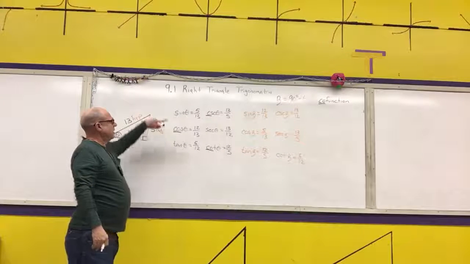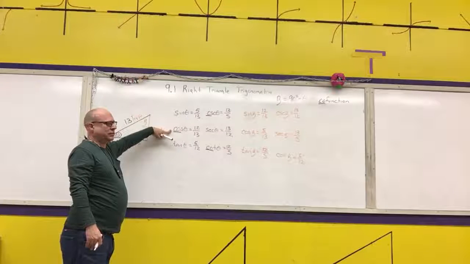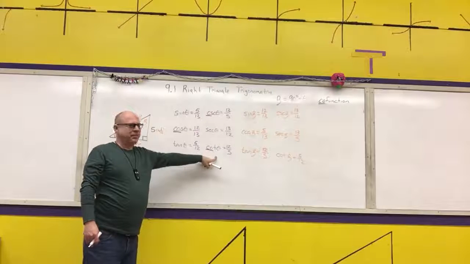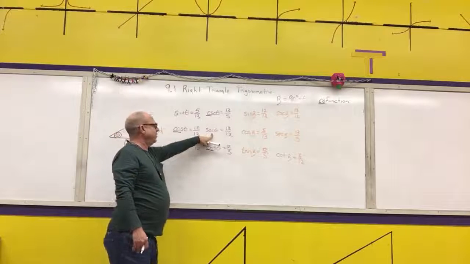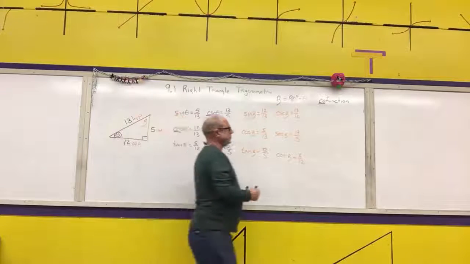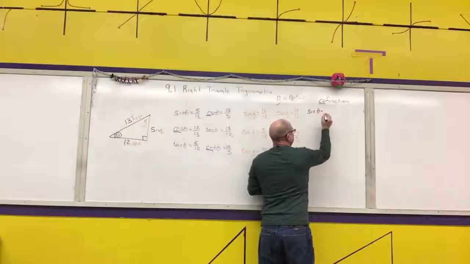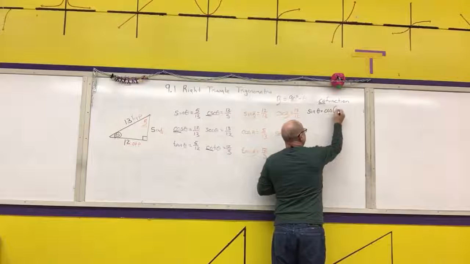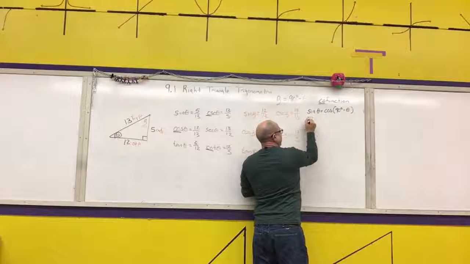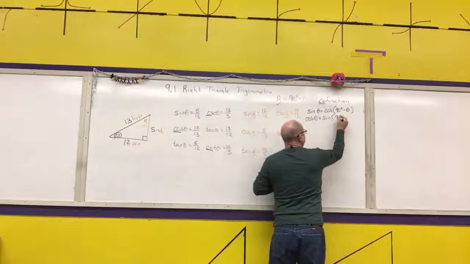What it says is the sine of an angle is equal to the cosine of its complement. The tangent of an angle is equal to the cotangent of its complement. And the secant of an angle is equal to the cosecant of its complement. I'm going to write those out. The sine of an angle is equal to the cosine of its complement. Similarly, the cosine of an angle is equal to the sine of its complement.